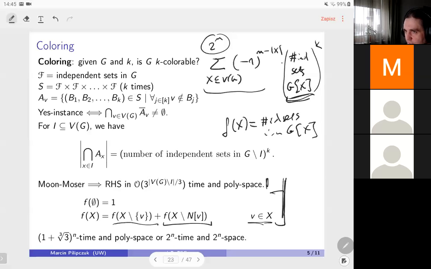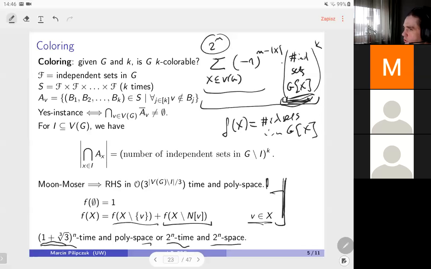And these are not maximal ones. These are all independent sets. So you can actually fill this table using 2 to the n time and 2 to the n space. You can fill this table, and then you can compute the sum using again 2 to the n time reading this table. So you can either compute this one from scratch all the time and get this time and polynomial space, or you can use exponential space to get this table of how many independent sets are in this induced subgraph, and then do the summation in 2 to the n time.